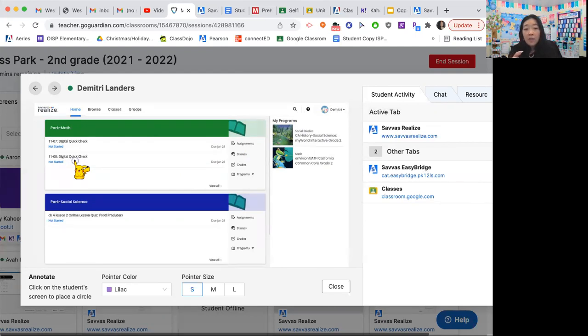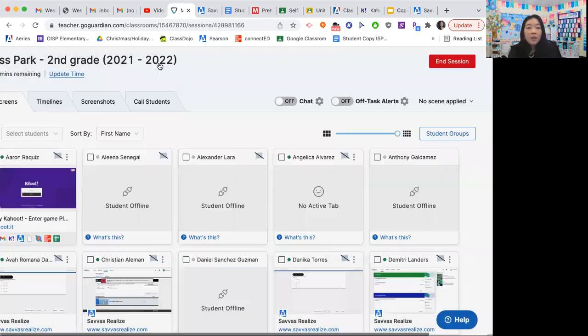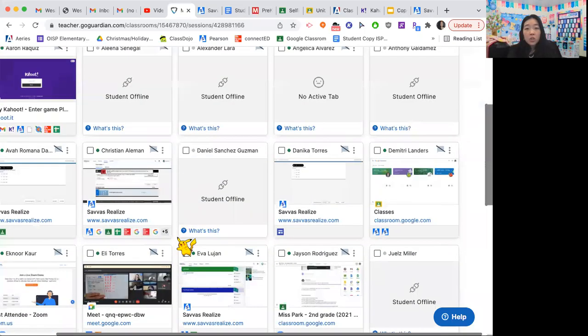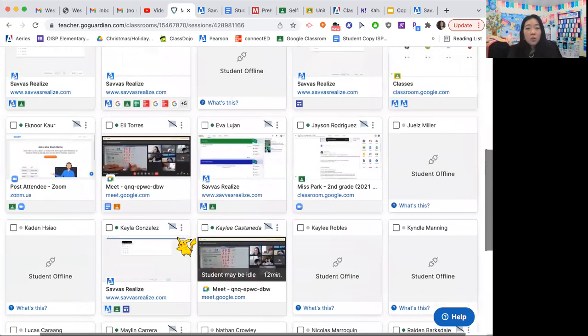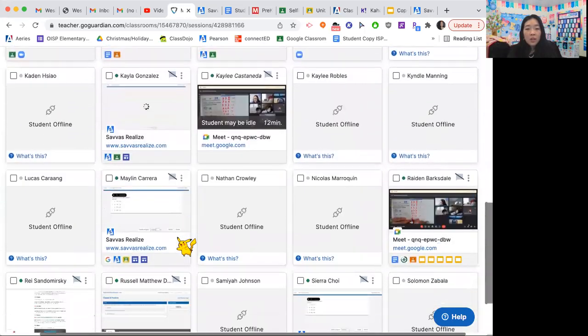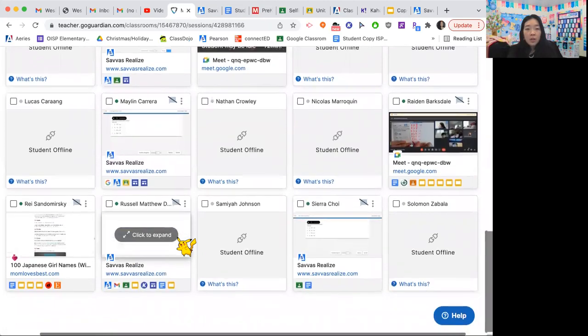If you can do 11-7 and the social science ones, if you can, because they're always going to be there. But we're going to work on 11-8. So go ahead and open up that 11-8 assignment, the digital quick check. Everyone needs to be there. Aaron, I should see you on your digital quick check. Danica, I see you. Ava, good job. Jason, you need to be on your digital quick check. Eva, you're getting there. Kayla, you're getting there. Good job, Maylee. Good job, Sierra. Good job, Russell.